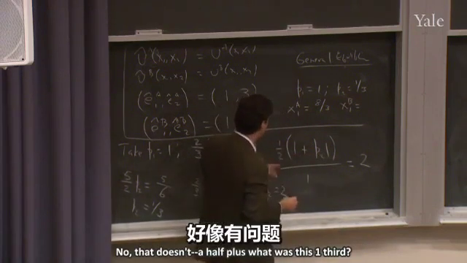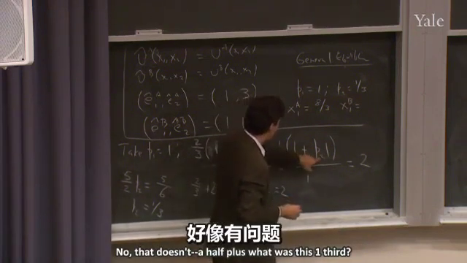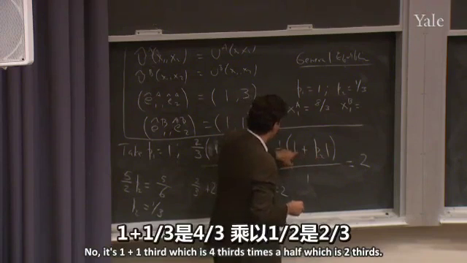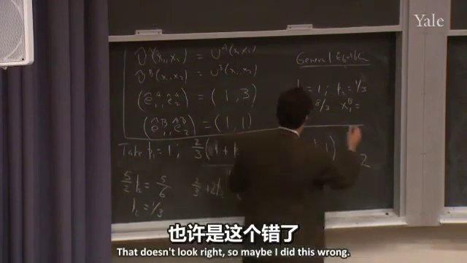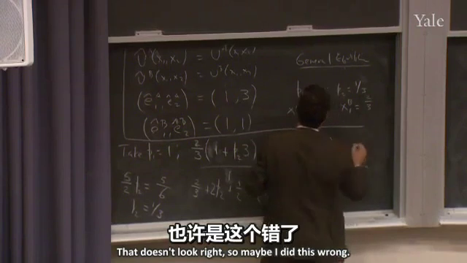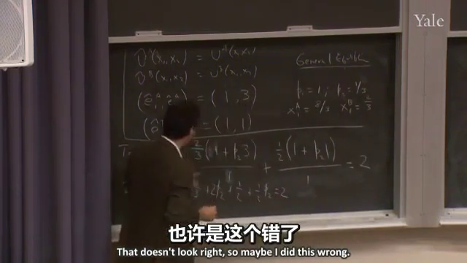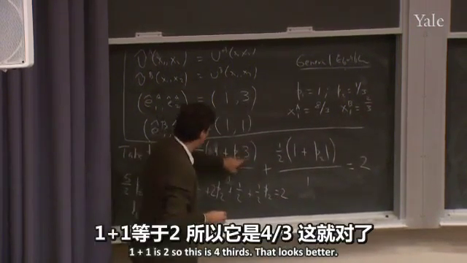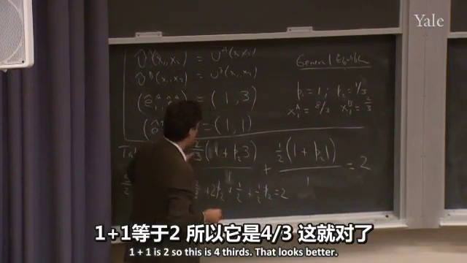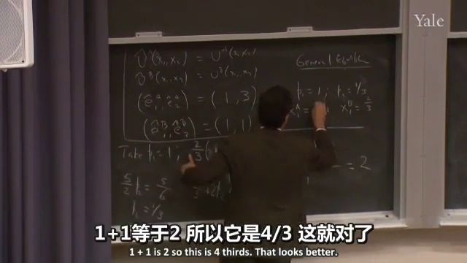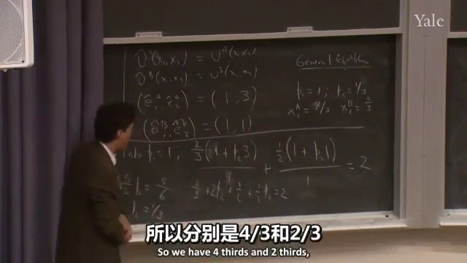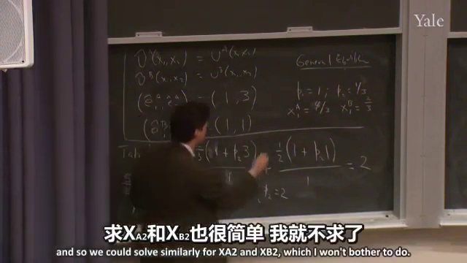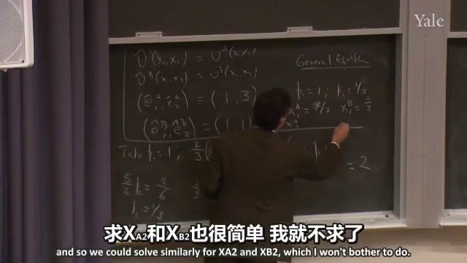Okay, 1/2 plus, what was this? 1/3, so no, it's 1 plus 1/3, which is 4/3, times 1/2, which is 2/3. Is that right? Well, that doesn't look right. So maybe I did this wrong. 1 plus 1 is 2, so this is 4/3. That looks better. Okay, 4/3. XA1 is 4/3, XB1 is 2/3. So we have 4/3 and 2/3, and so we could solve similarly for XA2 and XB2, which I won't bother to do.